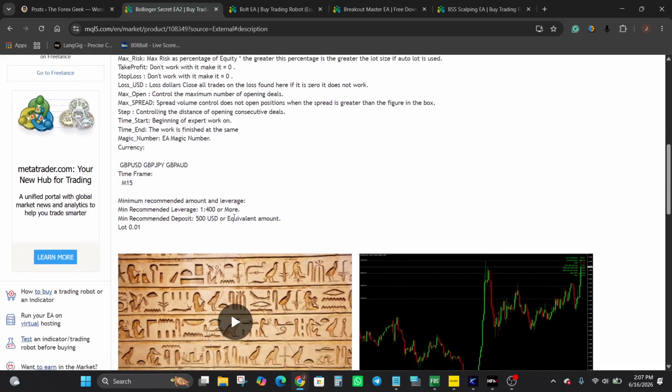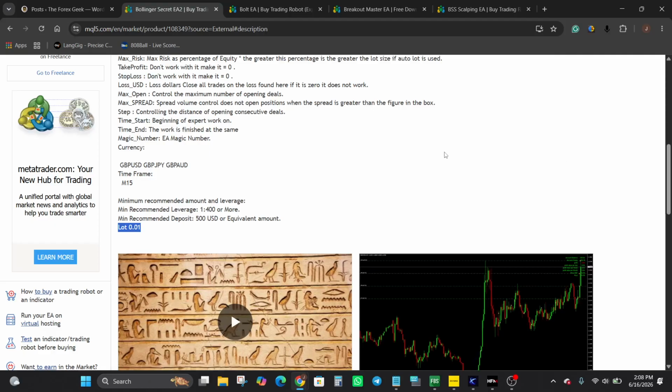The developer recommends a minimum deposit of $500 and leverage of at least 1:400 with a starting lot size of 0.01. Now, moving over to the historical backtesting results, this is where we can start evaluating how the EA behaved during the testing period.